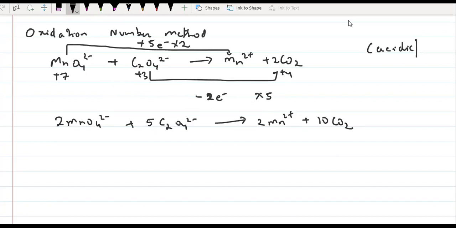Mn oxidation number will be plus 7. Sorry, my bad. It's MnO4 2 minus now, so plus 6. So it is 4 electrons. My bad, guys. So this is plus 6 to plus 2, losing 4 electrons. So this should be into 2. Okay, my bad.